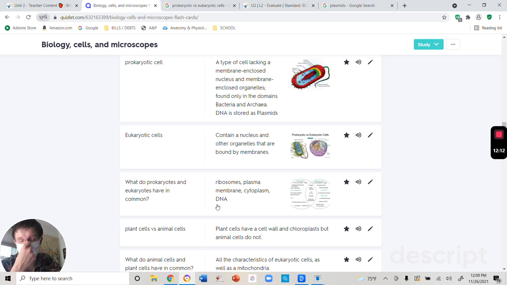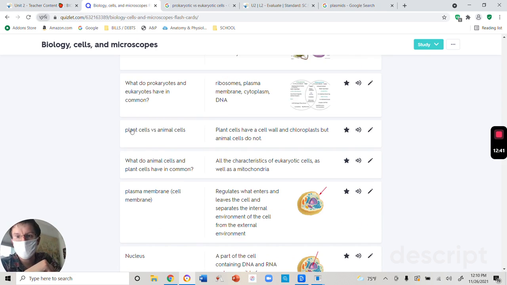Okay. Just the basic things that a living thing needs to live. Okay. You need ribosomes because you need to make proteins. You need a plasma membrane because imagine living without your skin. You need a cytoplasm because it's not just free air floating around. You need that jelly to sort of suspend everything. It needs DNA because you can't live without DNA. It's what makes you, you. It's the building block. It's the blueprint.